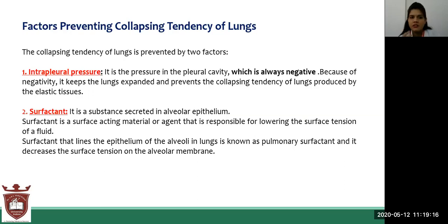What are the factors that prevent the collapsing tendency of lungs? लungs को collapse होने से कौन-कौन से factors बचाते हैं? एक तो होता है intrapleural pressure, which is always negative, and because of this negativity, it prevents the collapsing tendency of the lungs. Surfactant. It is a substance which is secreted in the alveolar epithelium. Surfactant is a surface acting agent that is responsible for lowering the surface tension of the fluid. This surfactant that lines the epithelium of the alveoli in the lung is known as pulmonary surfactant, and it decreases the surface tension on the alveolar membrane.